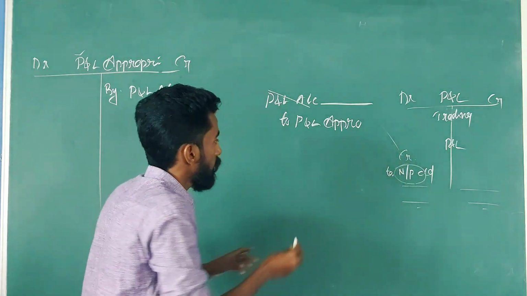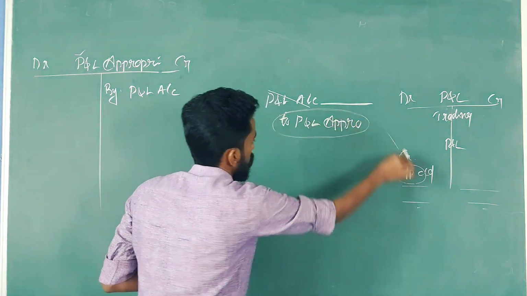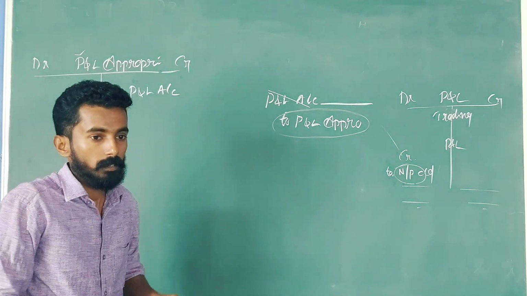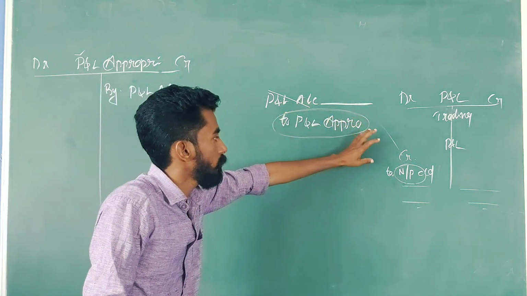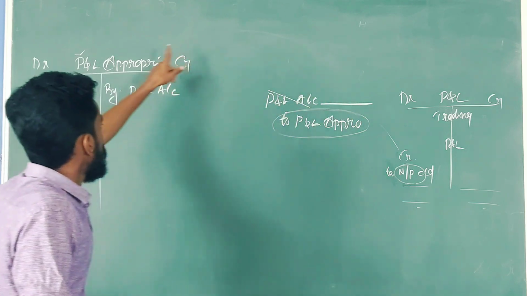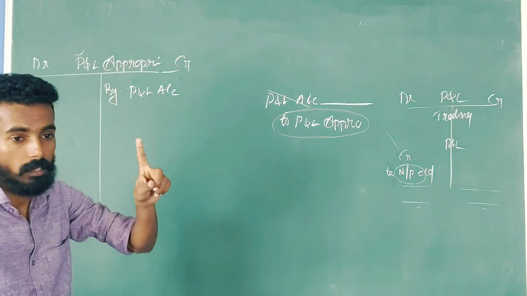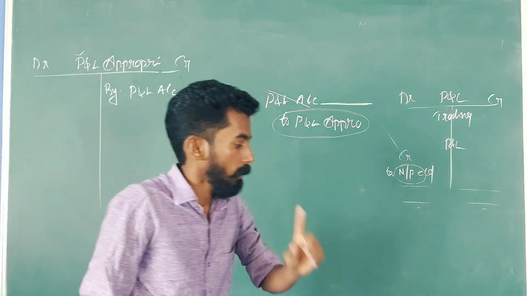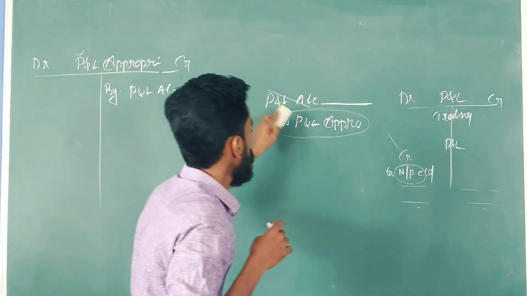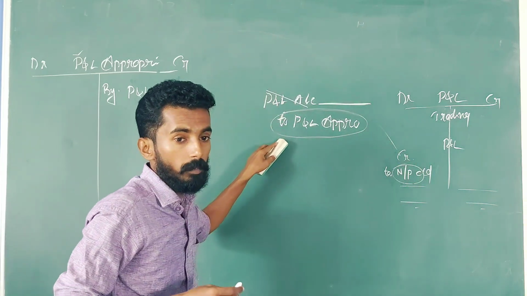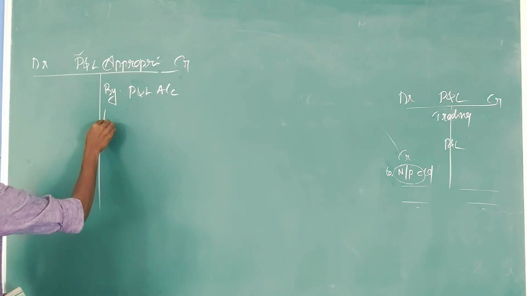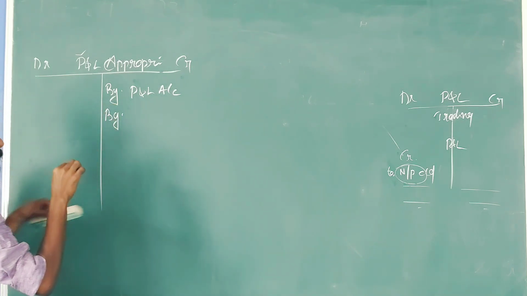Now what is only remaining? Profit and loss appropriation balance is only remaining. Is it okay? We need to transfer this profit into which account? Profit and loss appropriation account. What is the first journal entry? Profit and loss account debtor to profit and loss appropriation account. Is the next item what we need to adjust?